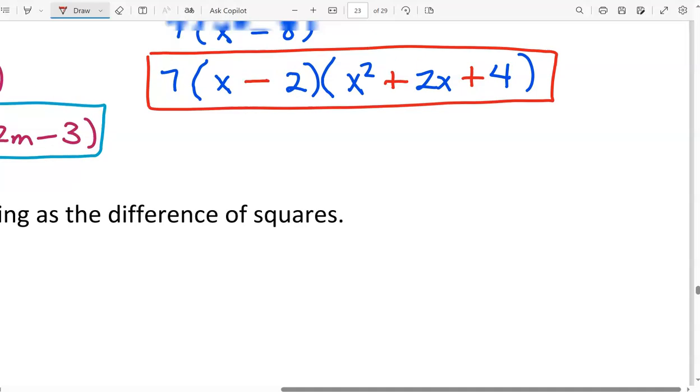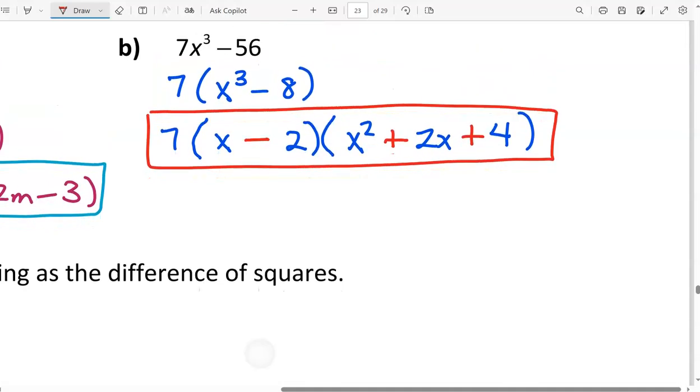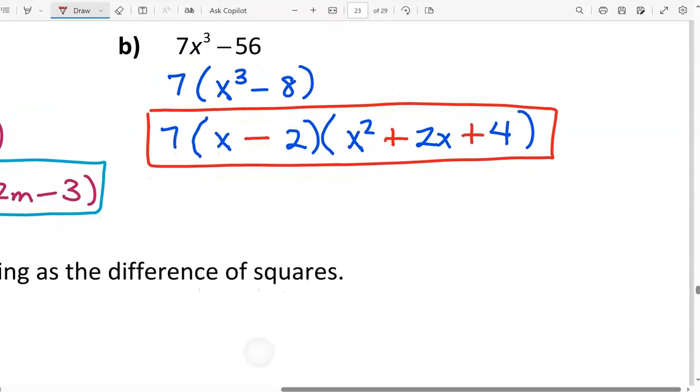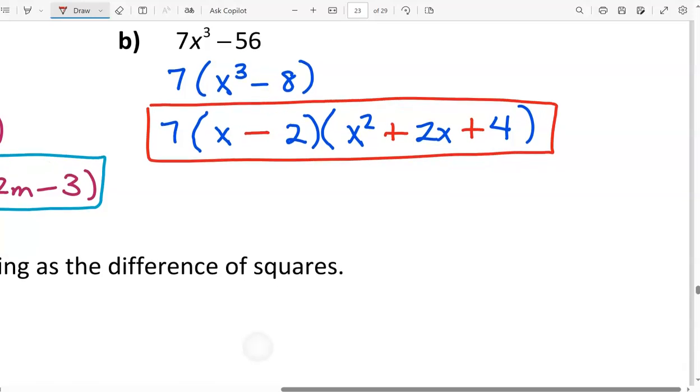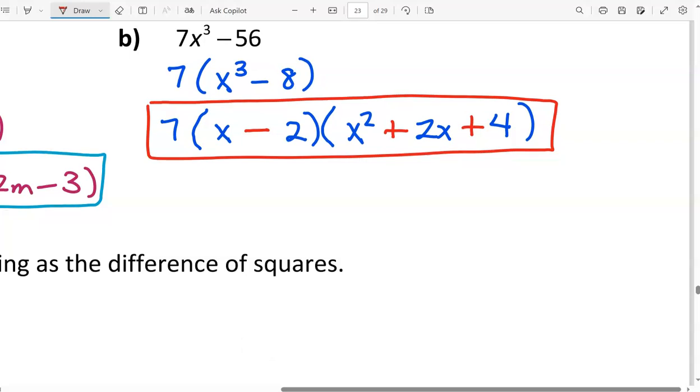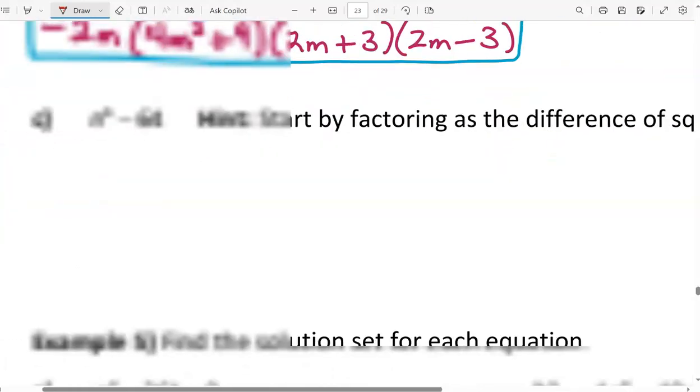Notice that we're not going to factor the trinomial, because when we factor the difference of cubes, the trinomial that remains does not factor again. It is prime. There are no factors of 4 that add to positive 2.